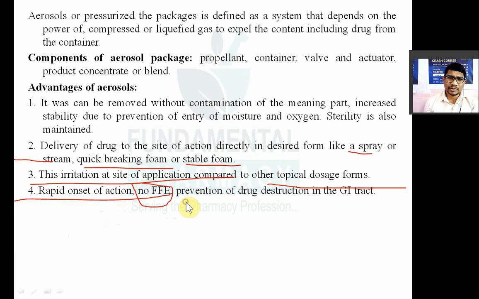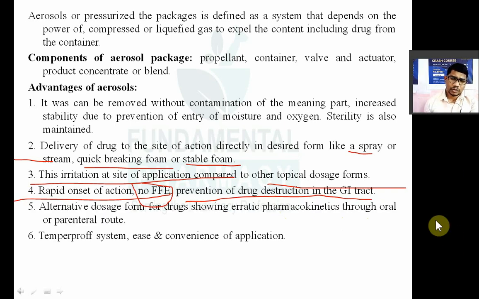In the aerosol, you are delivering the drug at the site of action, either locally, or you are delivering the drug in the respiratory tract. So it will bypass the first pass effect. Onset of action will be rapid, and it will prevent the drug from being destroyed by GIT fluids. So that is another advantage. Alternative dosage form, for those drugs which show complicated or erratic pharmacokinetics upon oral or parenteral use.